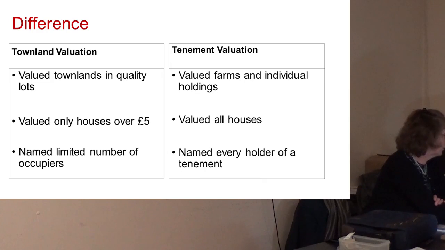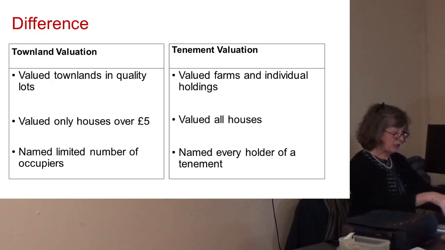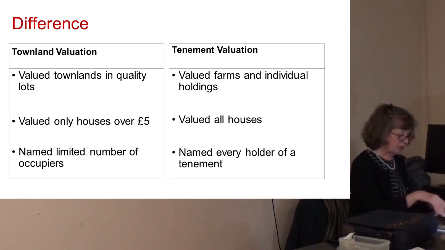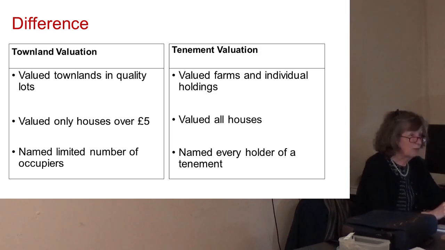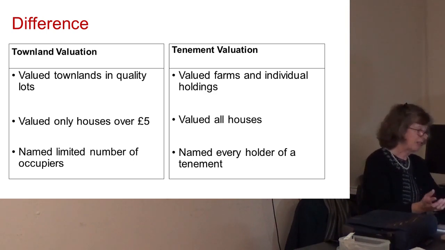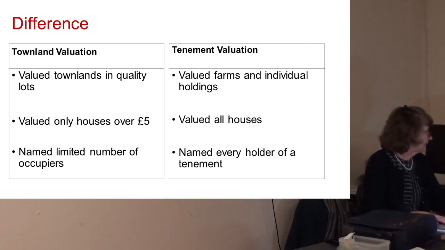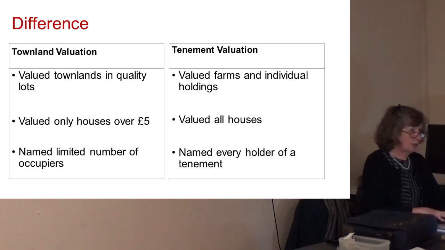And what's the difference in the two valuations? Well, in the townland valuation, they divided each townland into quality lots of good soil, bad soil, and it didn't matter where the farm boundaries fell. The tenement valuation valued farms and individual holdings. The townland valuation valued only houses likely to be worth over £5 in value, fairly decent houses. The tenement valuation valued everything.